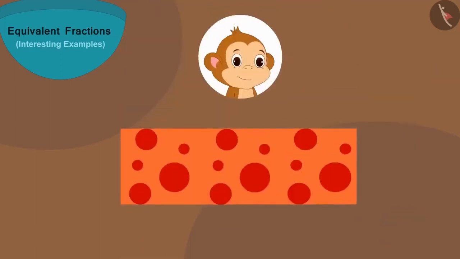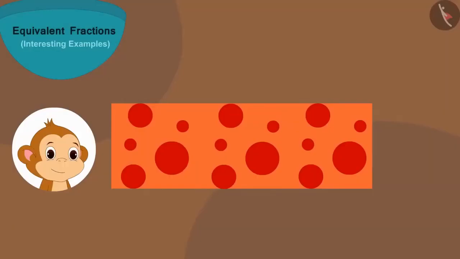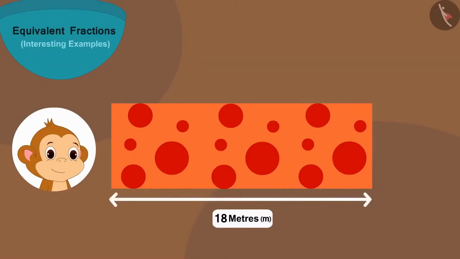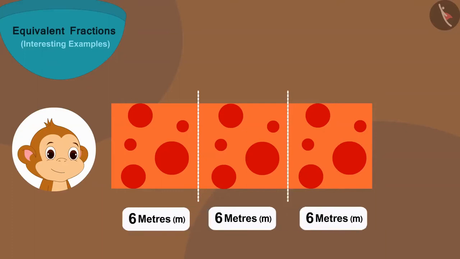Absolutely right. In this way, Babban will cut his cloth into 3 equal parts and take one part from it. And that would be 1/3 of the cloth. If we divide 18 meters into 3 equal parts, each part will be 6 meters long.